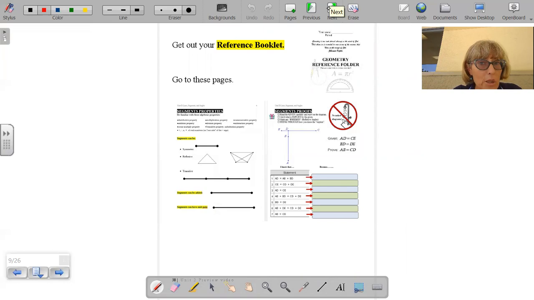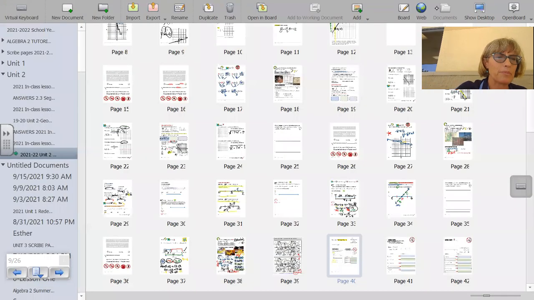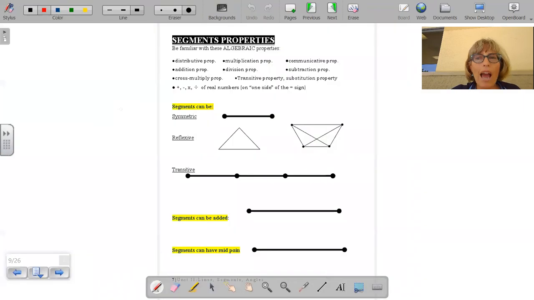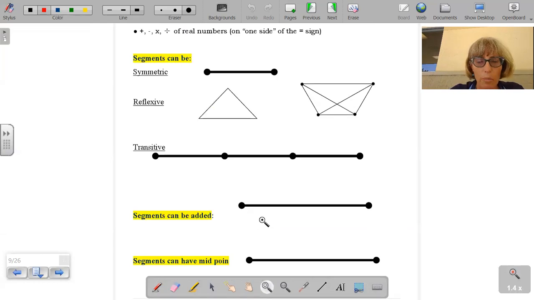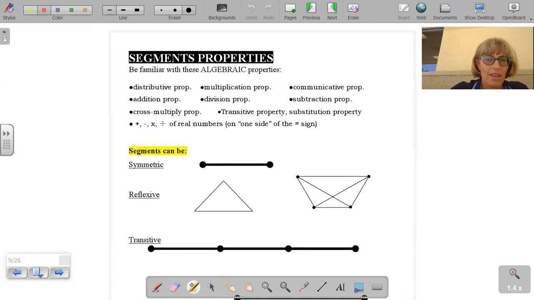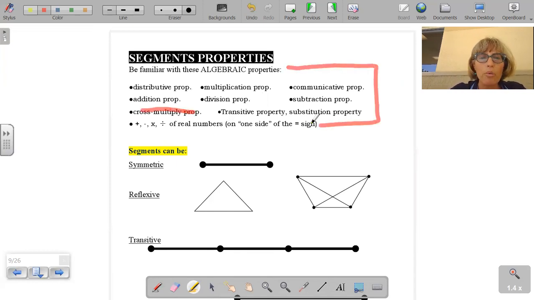Go to your reference booklet, please, and look for these pages. Unit 2. You're now in your reference booklet. I'll be checking this in your reference booklet next class. Just like we had algebraic properties, addition, subtraction property, multiplication property, distributive property, cross multiplication property. You had all these algebraic properties.